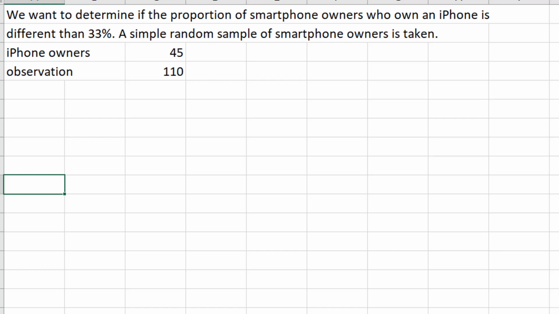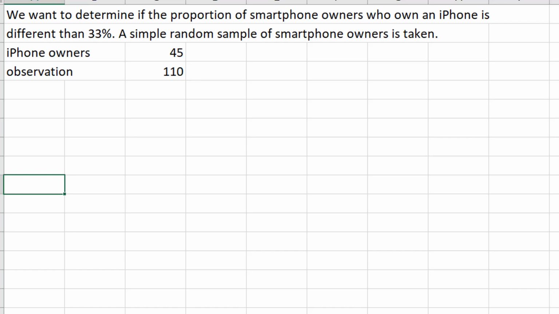We're going to look at some problems that will help you with confidence intervals and hypothesis testing on the population proportion. We're going to use Excel to do this. There's other software, of course, that can do this. You could even do it by hand using a calculator, but we're going to use Excel.